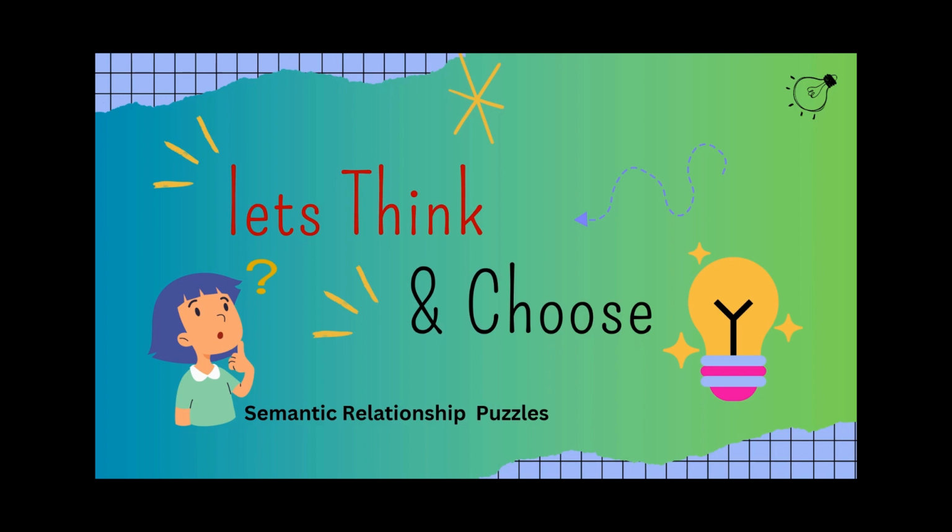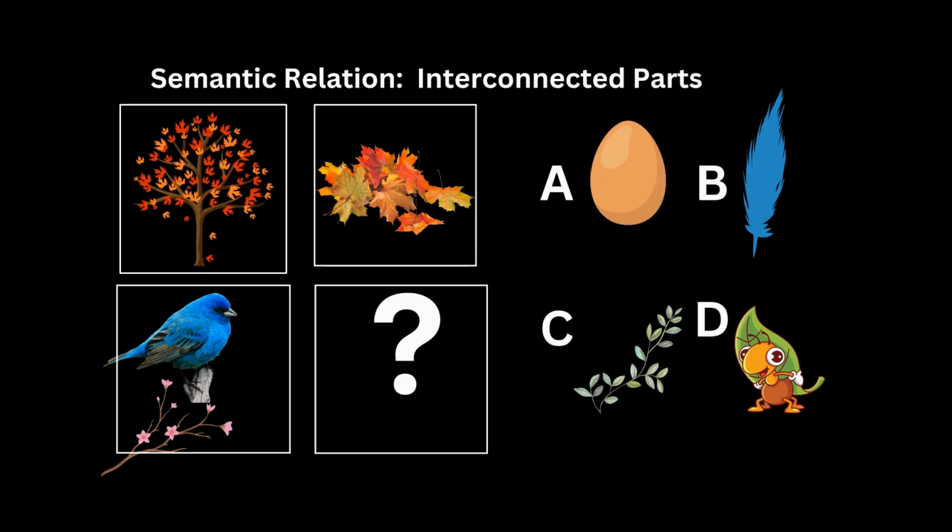Here are more examples of semantic relationship puzzles. Semantic relationship is about finding a logical relationship between two pictures, or maybe more than two pictures. In here, as you can see, the first picture is a tree, and the next one is just leaves. So this is a complete form of something, and this is just a part of it.